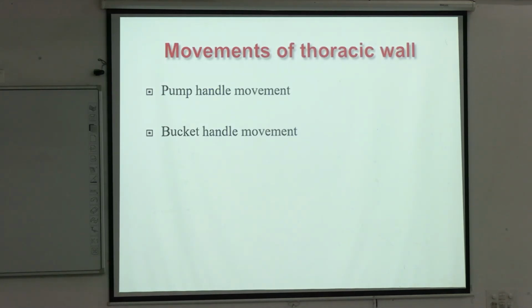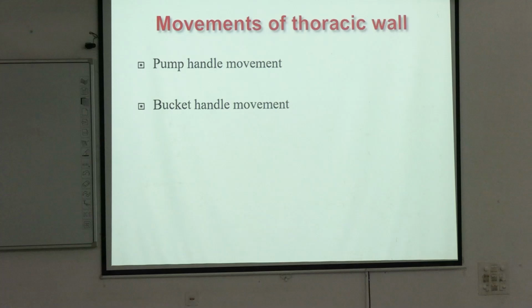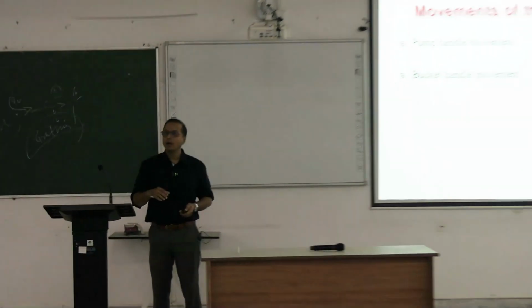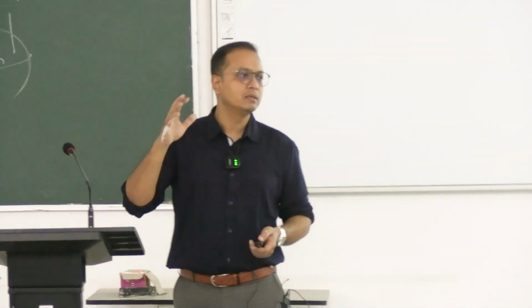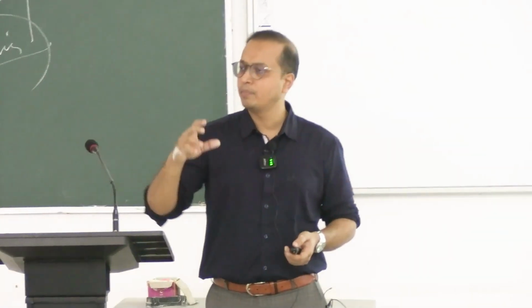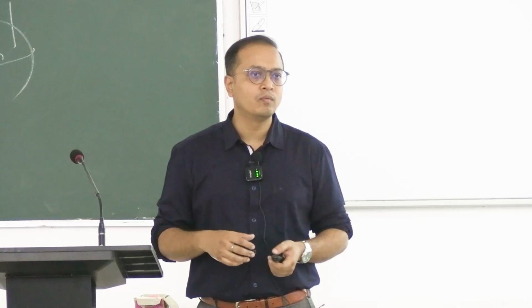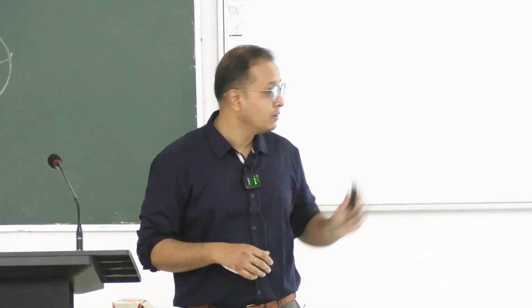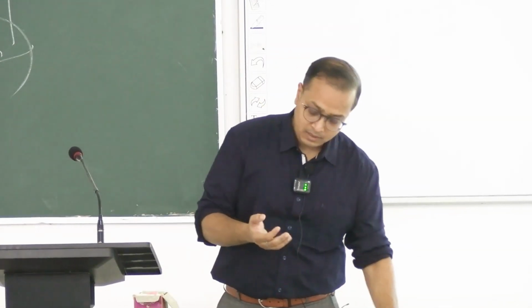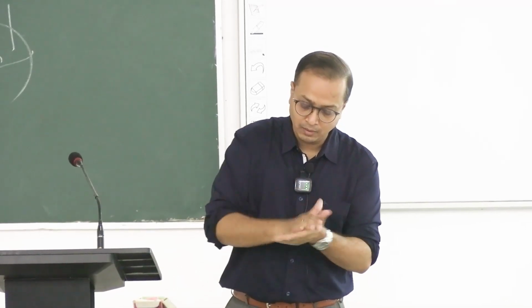So, to summarize the content: we have 3 sets of muscle, external intercostal, internal intercostal, and innermost intercostal, and in between we have the space. In between them we have a neurovascular structure running, which we call the intercostal artery, vein and nerve, and they have a particular plane to run in. We learn the details of this later.